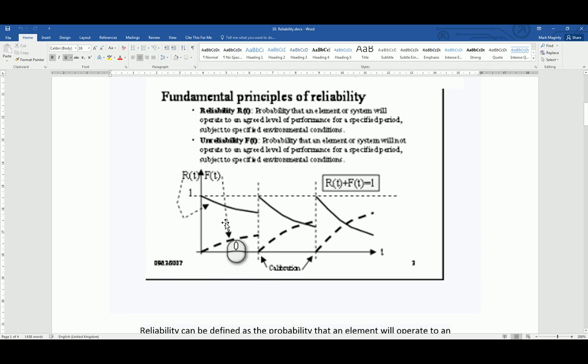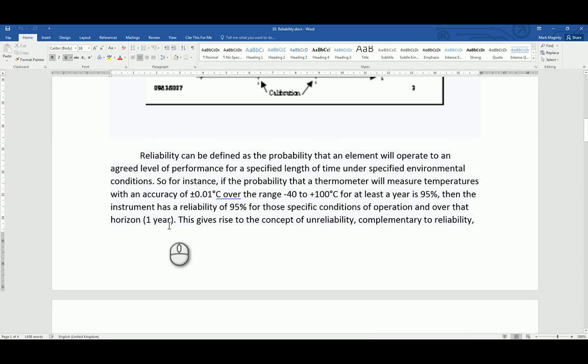And what we can notice here, that a system is either reliable or it's unreliable. It's one or the other. So we can deduce from that that R(t) plus F(t) will equal 1. And a definition basically of reliability can be defined as the probability that an element will operate to an agreed level of performance for a specified length of time under specified environmental conditions.